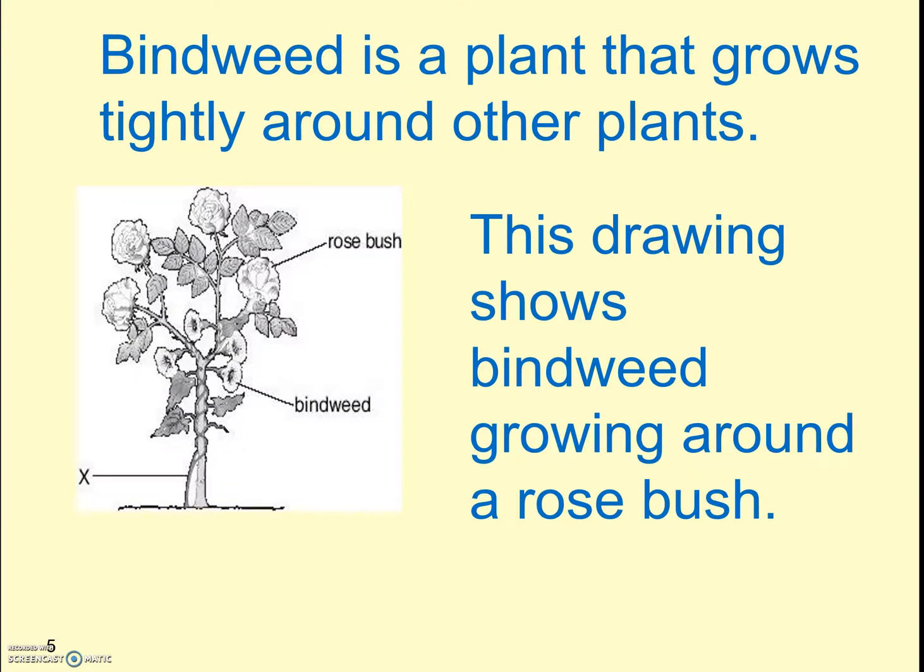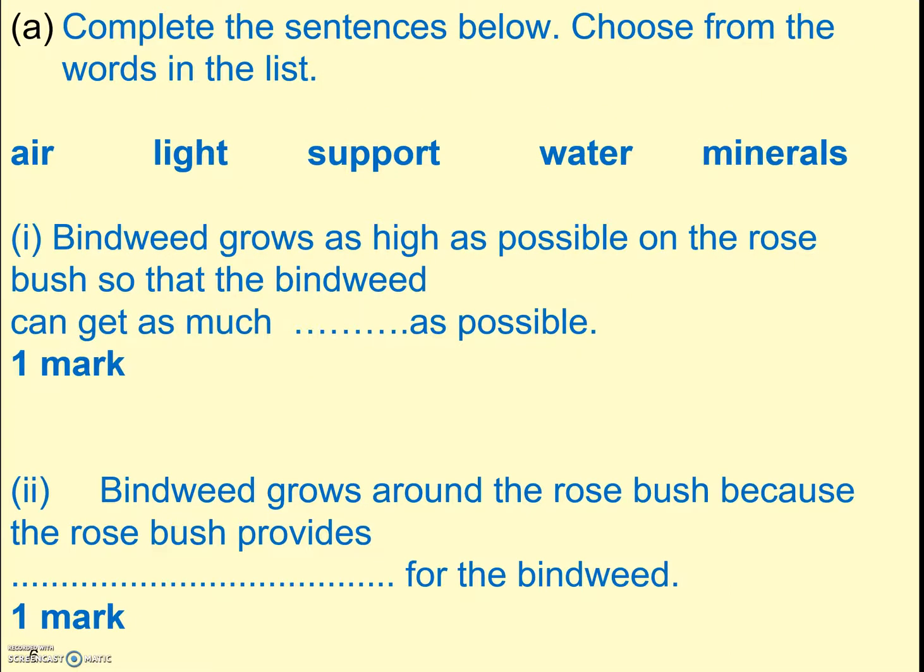So, here are some examples of past questions. Bindweed is a plant that grows tightly around other plants. This drawing shows bindweed growing around a rose bush. Complete the sentences below. Choose from the words in the list. Our words are air, light, support, water, minerals. Please write the sentences out and fill in the gaps. Pause the video and do this now.